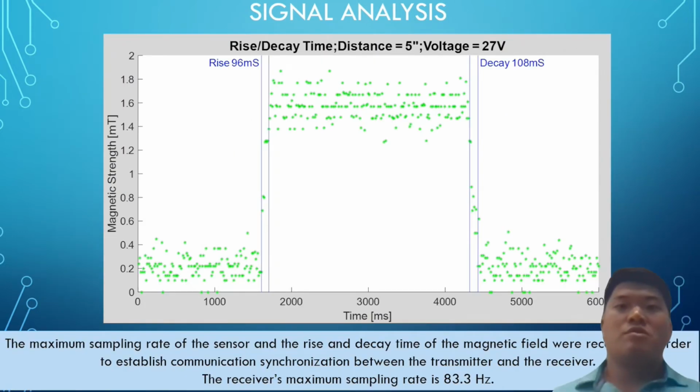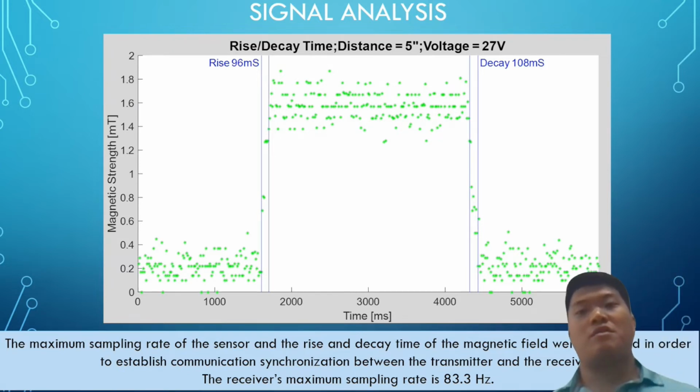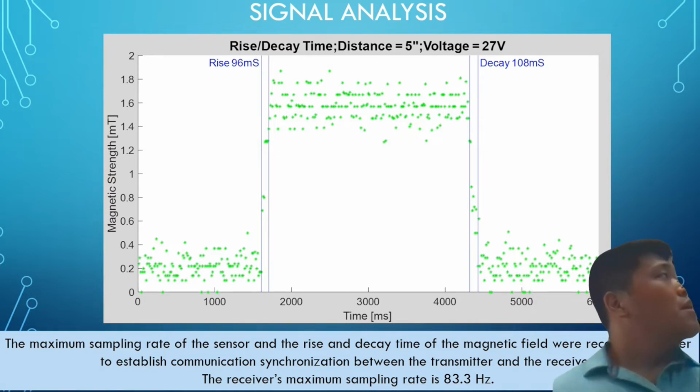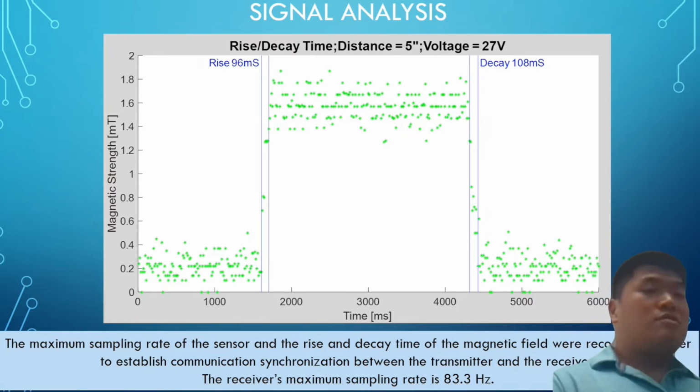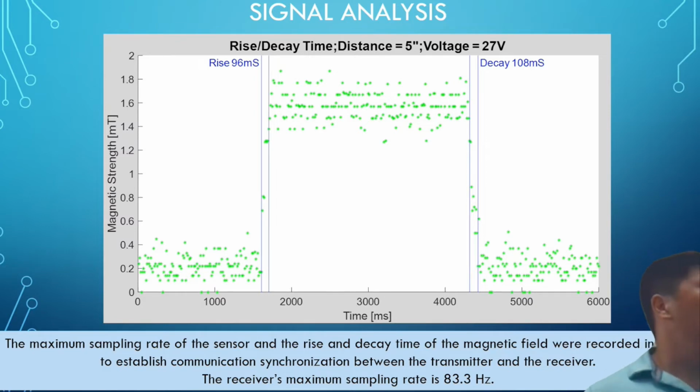The other important parameters to achieve communication synchronization were the receiver's maximum sampling rate and also the rise and decay time of my magnetic field. Here, my receiver's maximum sampling rate is 83.3 hertz. This was conducted at 5 inches. I actually did multiple tests at different distances, and the rise time and decay time were very similar.